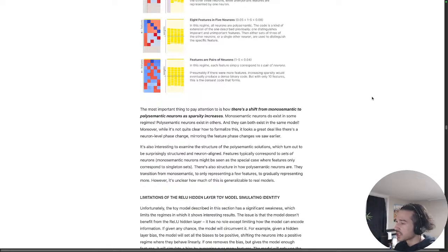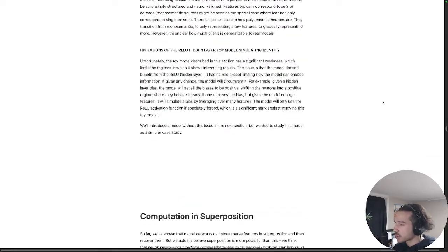It's also interesting to examine the structure of the polysemantic solutions, which turn out to be surprisingly structured and neuron-aligned. Features typically correspond to sets of neurons. Monosemantic neurons might be seen as the special case where features only correspond to singleton sets. There's also structure in how polysemantic neurons are. They transition from monosemantic to only representing a few features to gradually representing more. However, it's unclear how much of this is generalizable to real models.